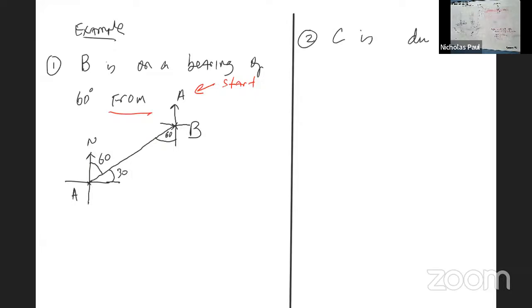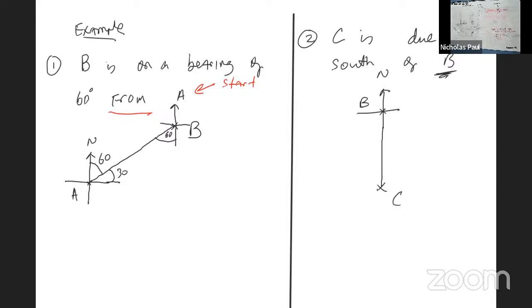Right, C is due south of B. C is due south of B. So again, we start in here. Here is your north, here is your B. Which part are you going? You're going south, right? So it means that you're going down the road here to C. Yeah? No? So C is due south of B.